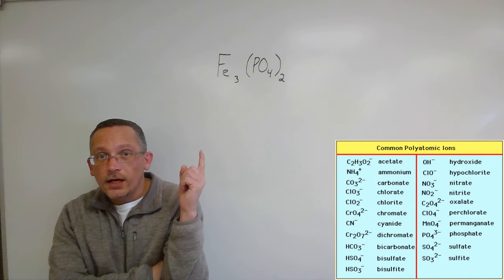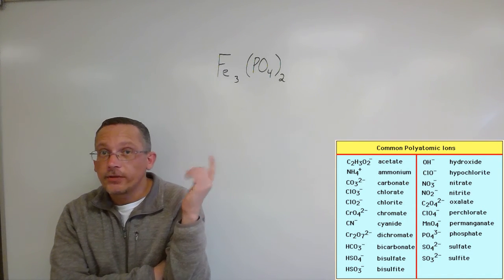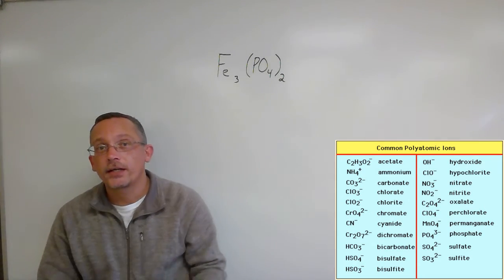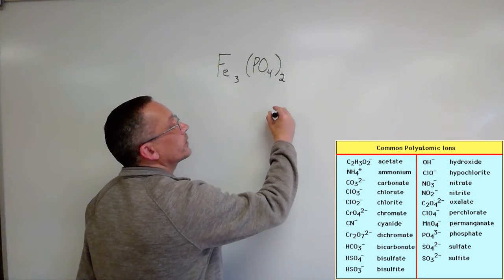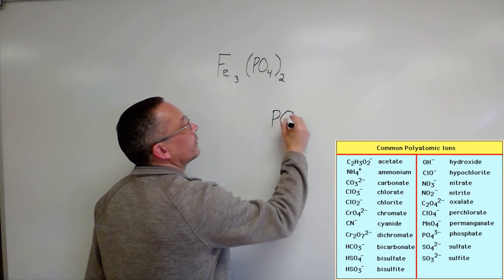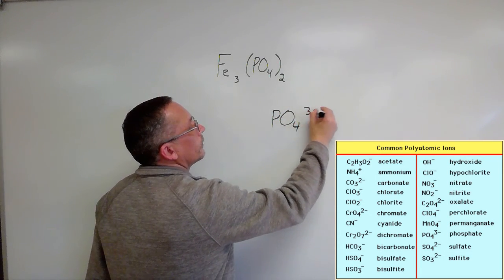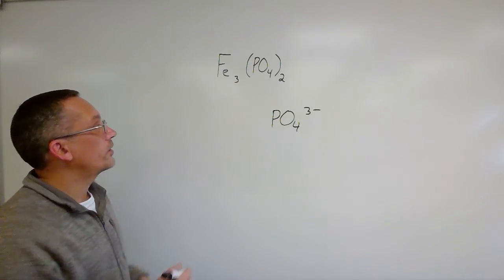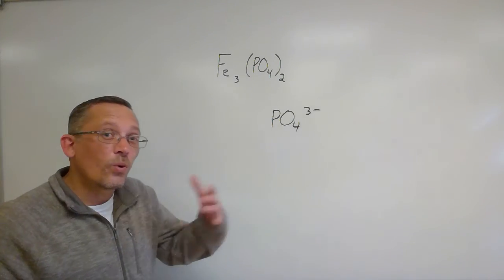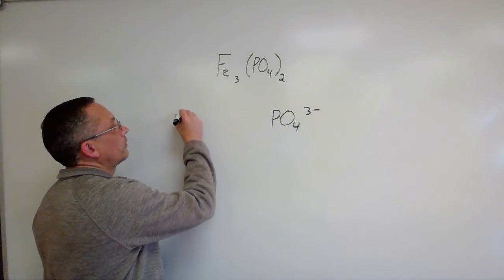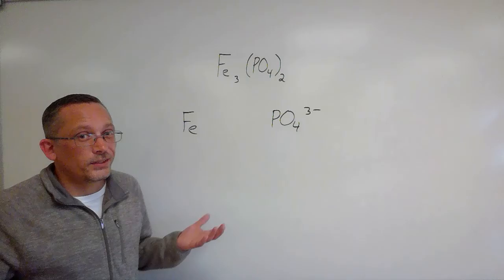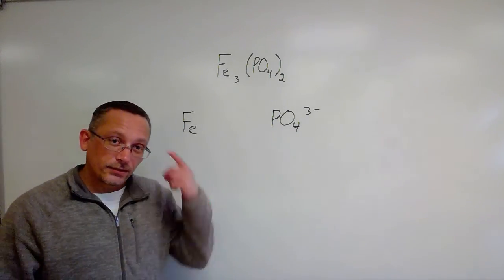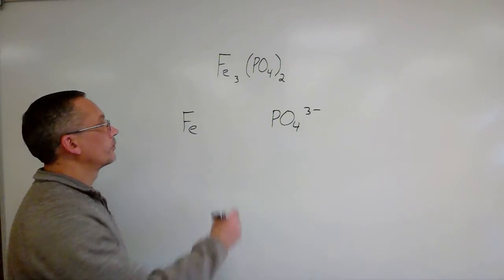So the Fe should be pretty obvious, it's iron. And the PO4, if you look on your polyatomic ion chart, is called phosphate, and it has a charge of 3-. Iron can have a charge of either +2 or +3. So which one is it? Is it +2 or is it +3? Well, I don't know. Let's assume for a minute it was +3.